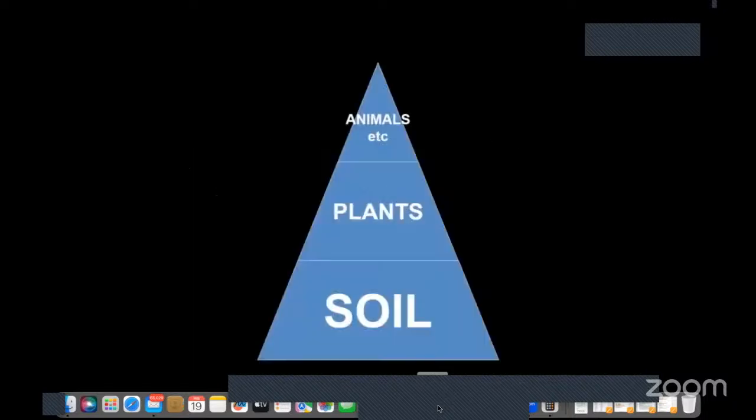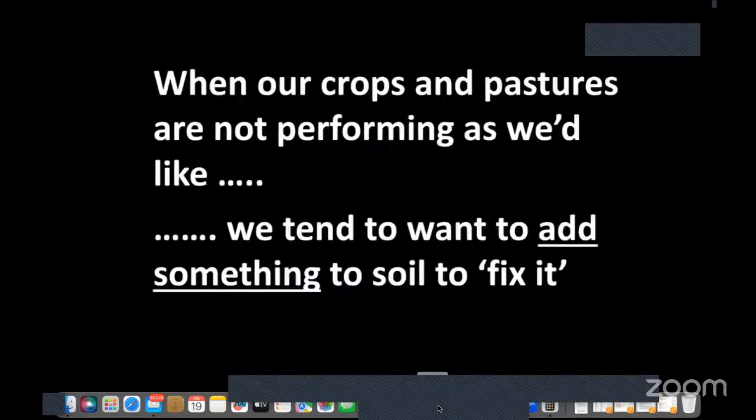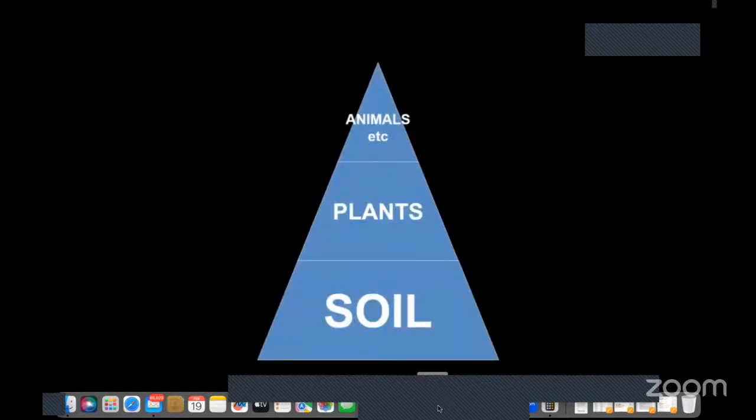So if we looked at that very simplistically, this is how we all tend to view soil, I'm sure, and certainly for most of my life I have viewed it this way, that you have soil at the bottom of this pyramid, and plants, well, they grow in soil, don't they? And then your animals, if you have livestock, they eat those plants that grow in soil. And then when our crops and pastures aren't performing as we'd like, then we want to add something to the soil to fix it.